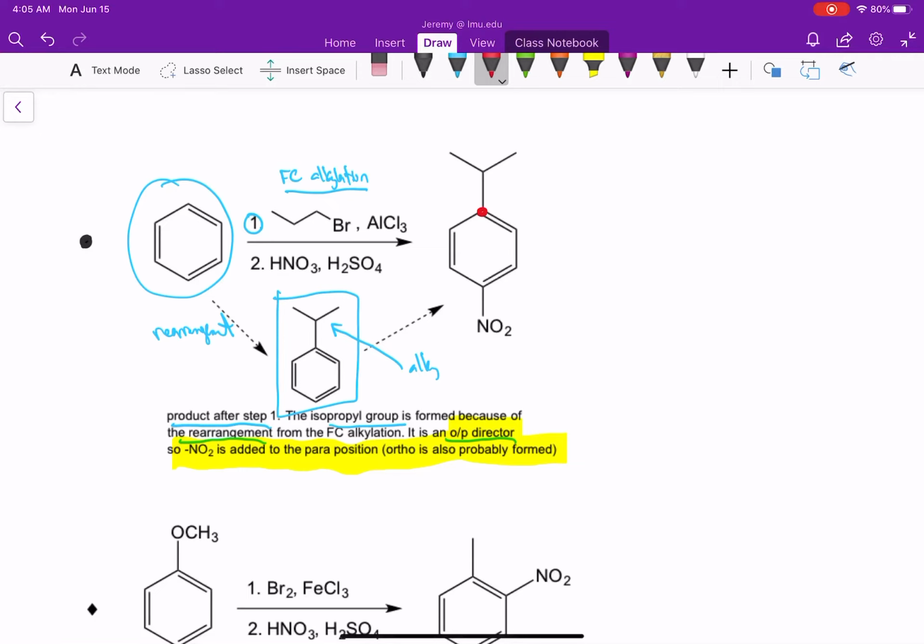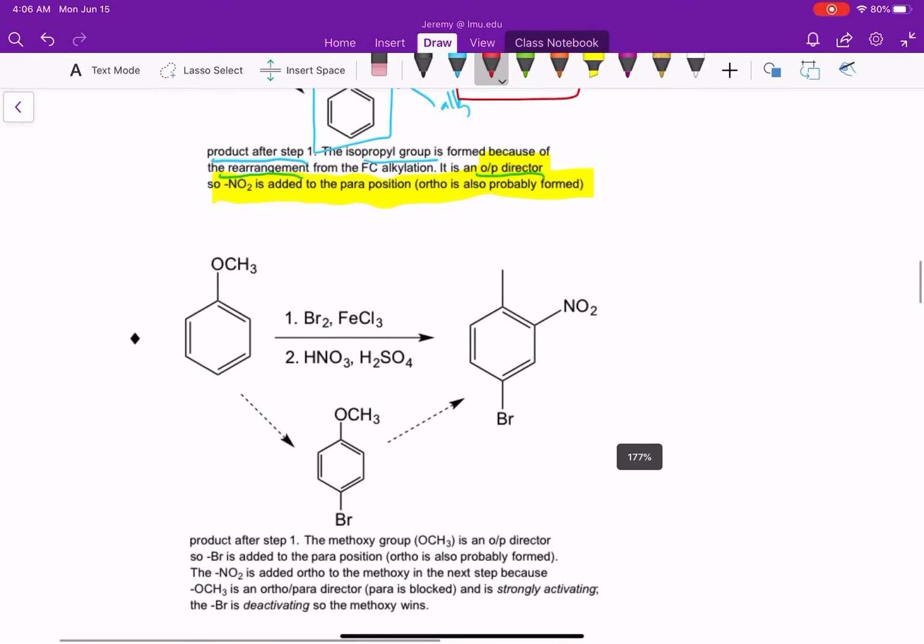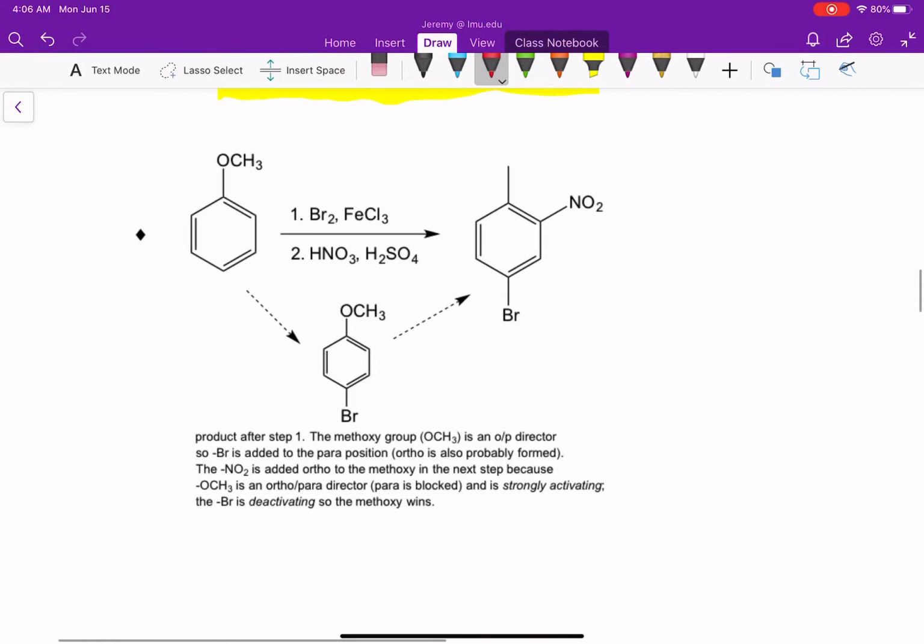the isopropyl was added first. Second, we add our nitro group. That's added to the para position, right? And again, we are definitely forming some of the ortho compound. So we're absolutely forming a substantial amount of the ortho isomer. But in my class, when I ask this, you can just draw the para product. All right. Let's look at one more example here.